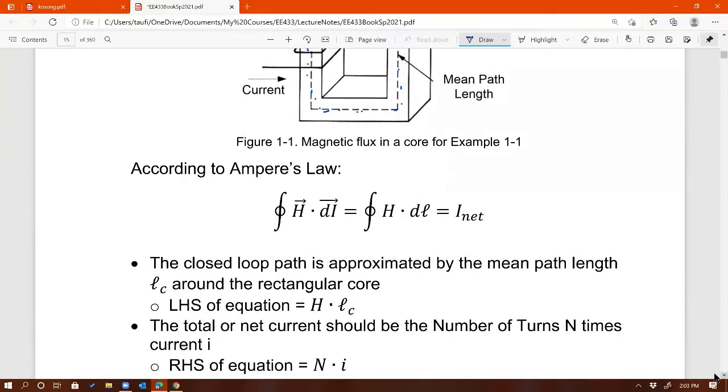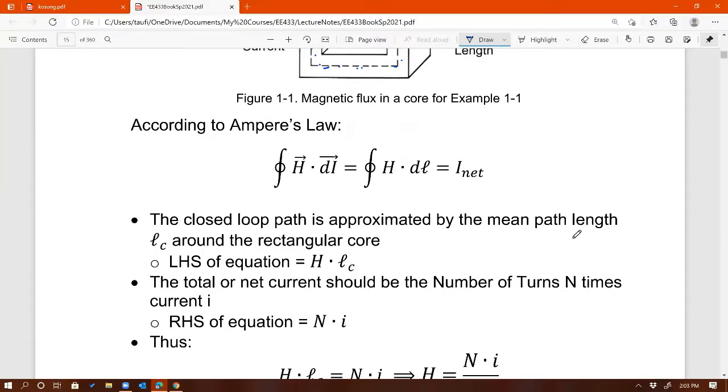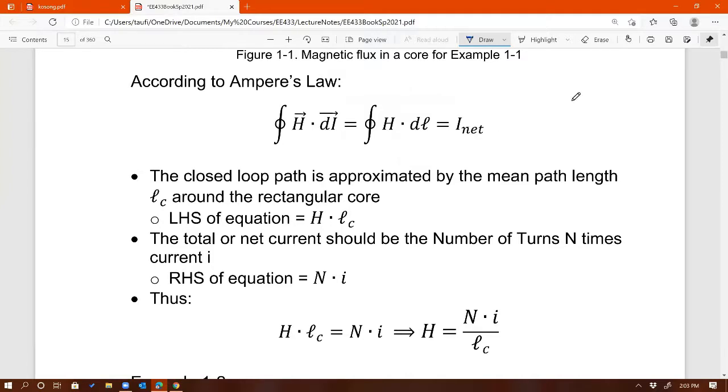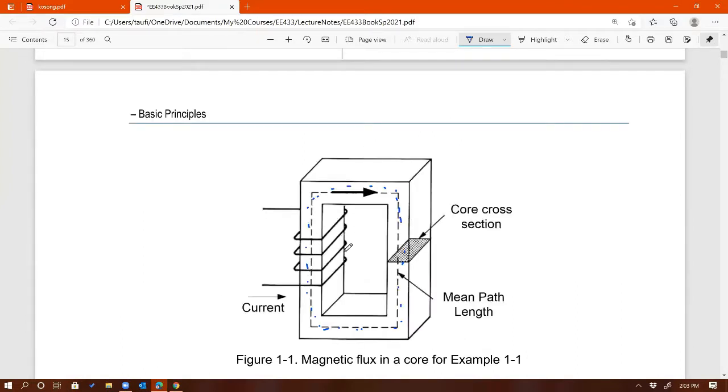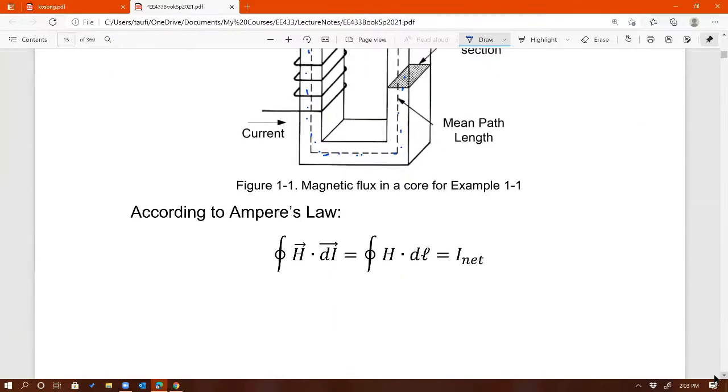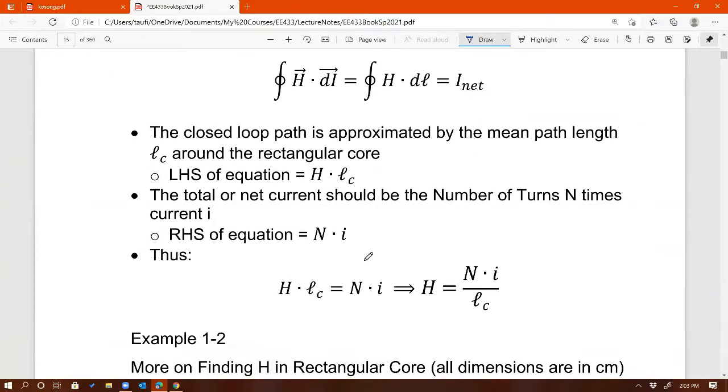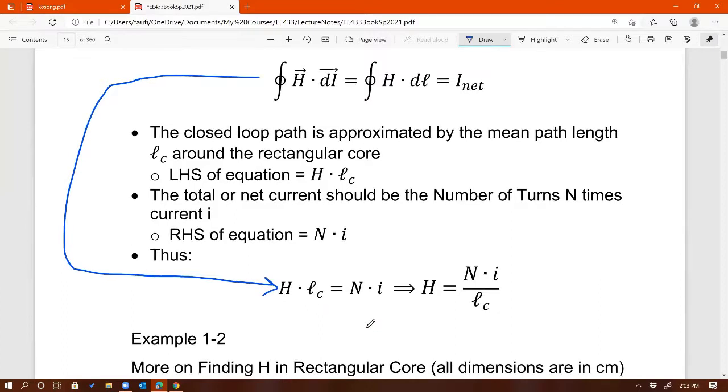So that gives you a good approximation of the field intensity for this problem. The closed loop path is approximated by the mean path length, LC, around the rectangular core. Therefore, the left-hand side of the equation becomes just H times LC. And the right-hand side, I net, is N number of conductors, each carrying current I. So I net is equal to N times I. Now that equation becomes H times LC equals N times I. And from there, I can approximate H to be N times I over LC.